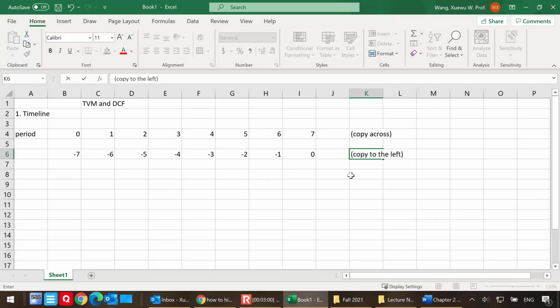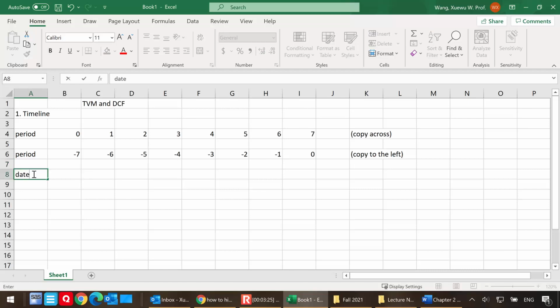Okay, as you can imagine, in some cases, you want to build a vertical timeline, so you can copy down or copy up. All right, so for example, when you're trying to do a loan amortization table, you might want to set up the vertical timeline. Okay, so this is the very nice trick in Excel.